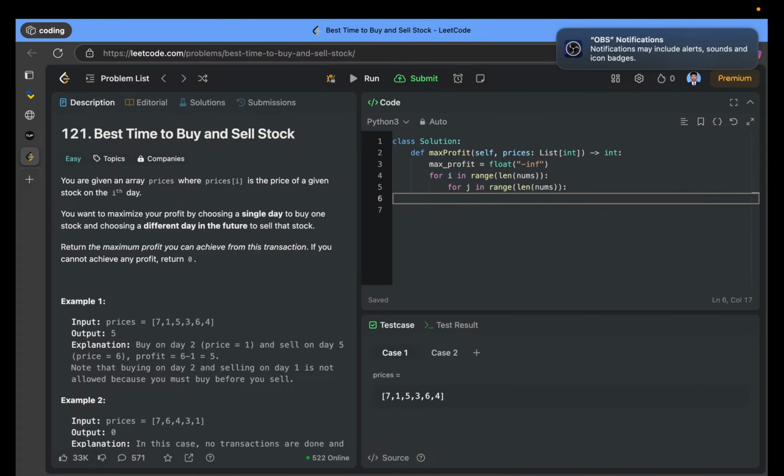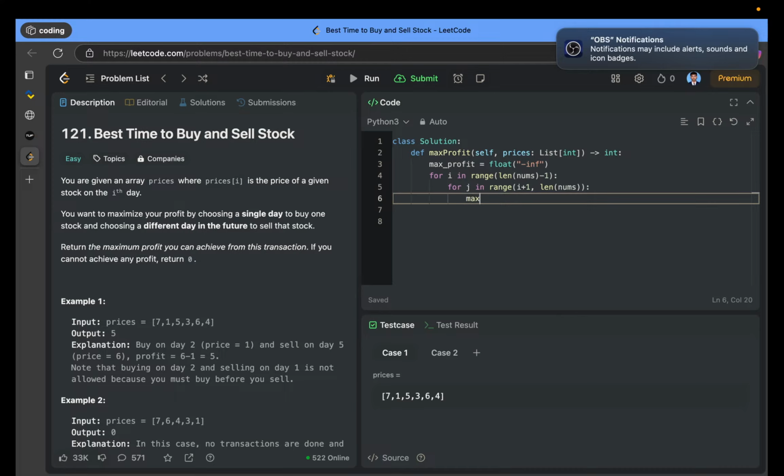Okay, so let's do this also. Minus 1. You know the reason. Okay, for chain range length. And again, you know this reason is also why I'm adding this. Okay, for i, for j, then I have to just compare and give the max profit.